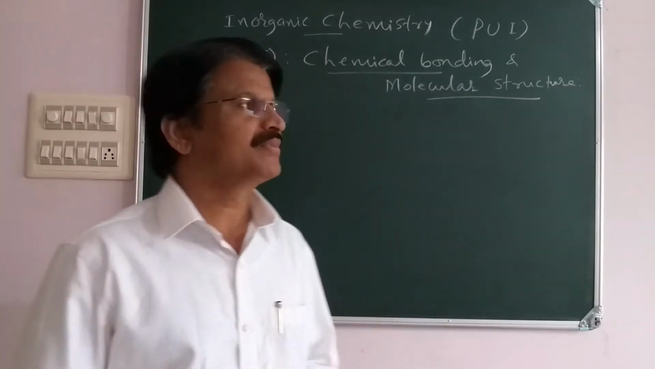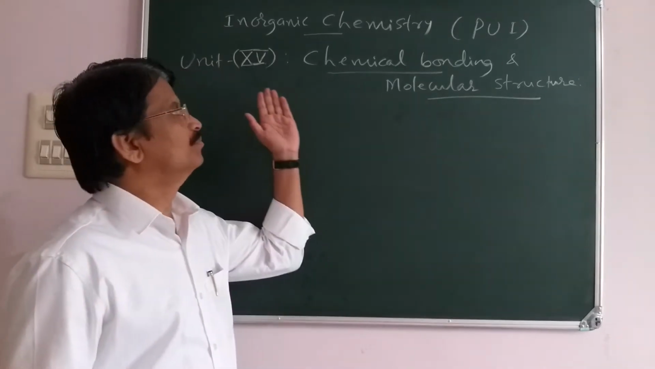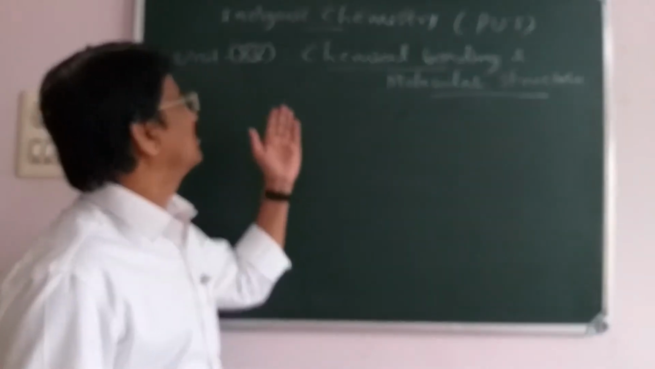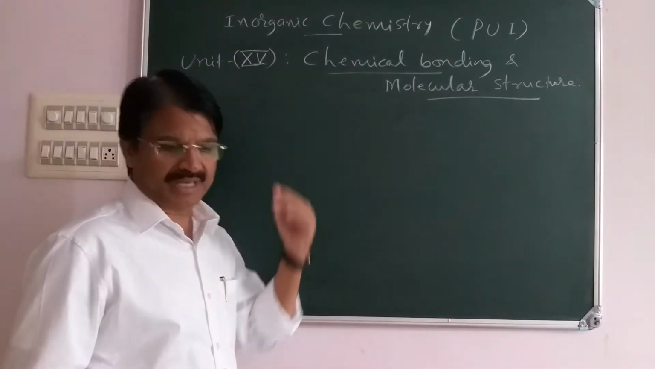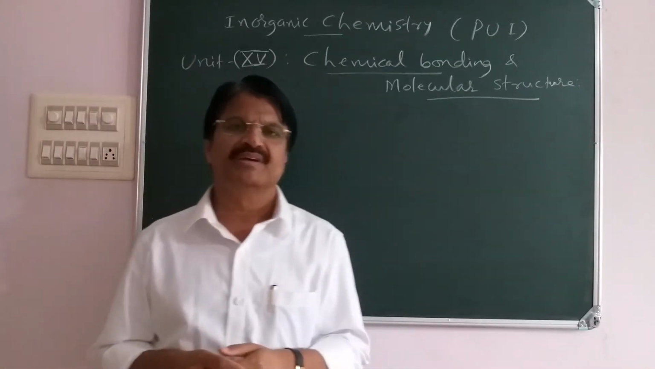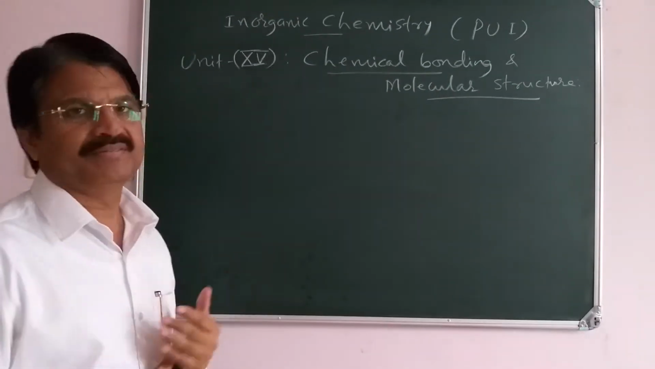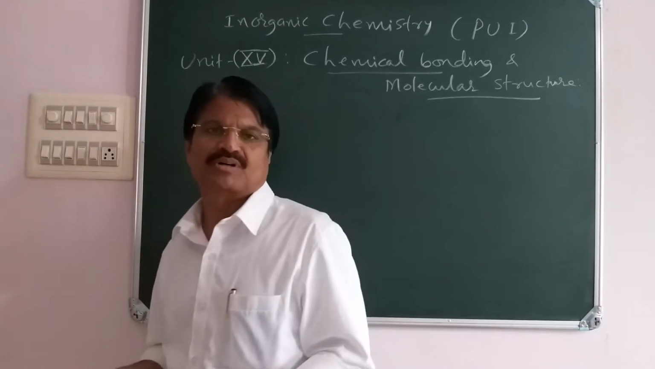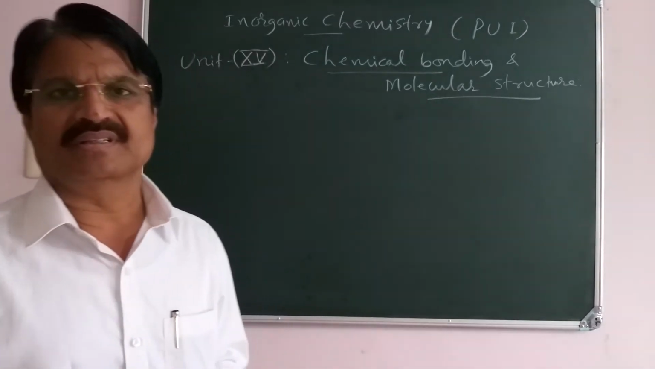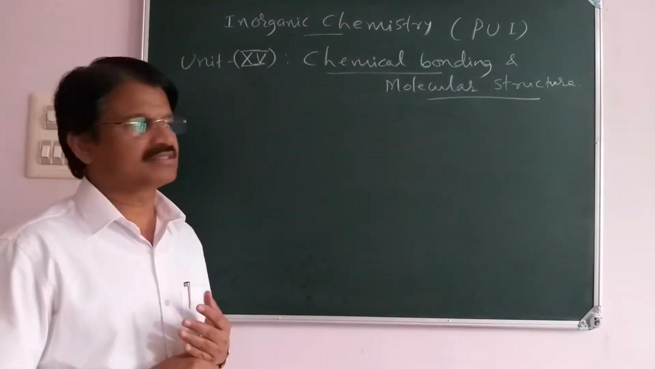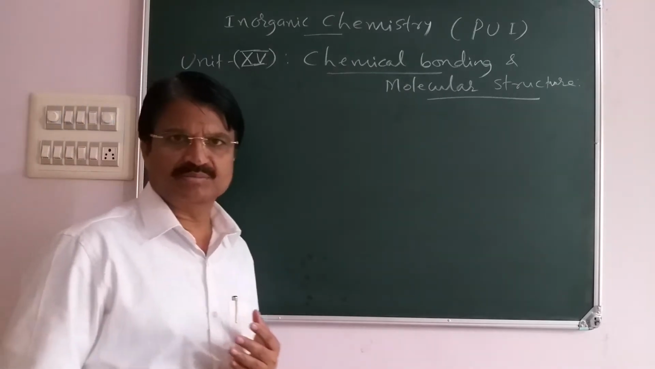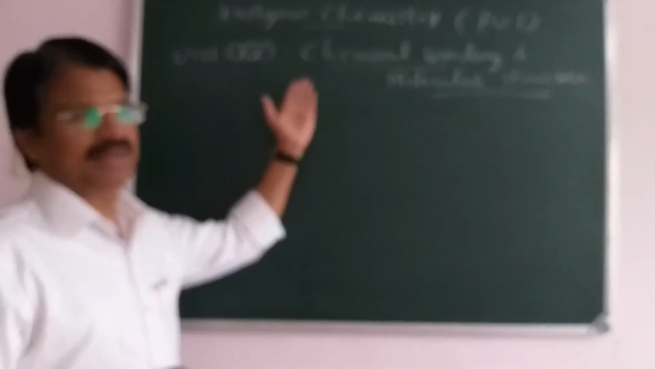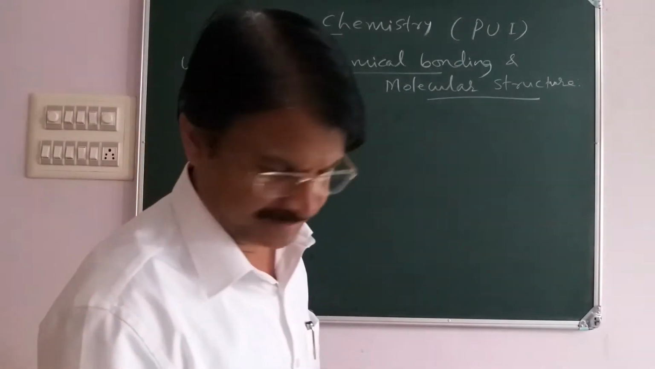Today onwards, we will study PUC first year inorganic chemistry units. First we will complete chemical bonding and molecular structure, which is unit number 15. The remaining ones are 16, 17, 18: the s-block, p-block, then hydrogen, redox reactions, and environmental pollution. But this is a lengthy topic. First we complete chemical bonding and molecular structure.